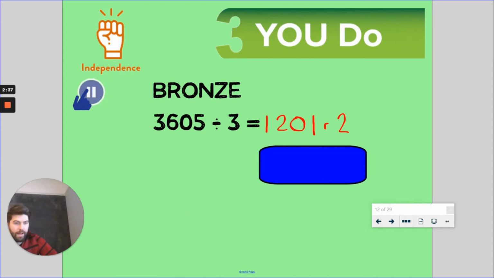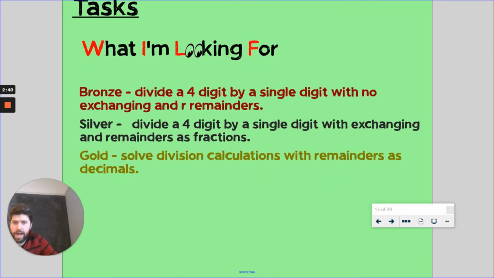So that's bronze for today. What I'm going to do now is show all of the tasks at this stage and just explain to you how the tasks work. Then bronze can get started on the task, or if you want to do silver or gold, keep listening as I'll talk you through them afterwards. So let's look at the task now.